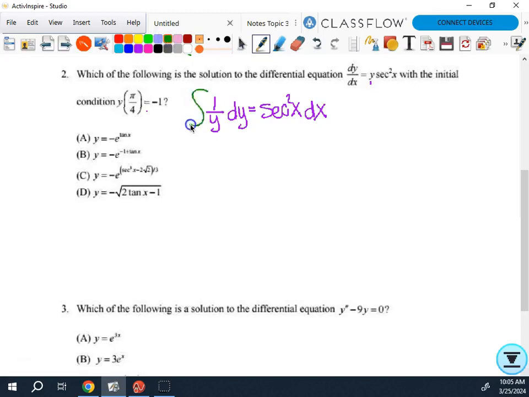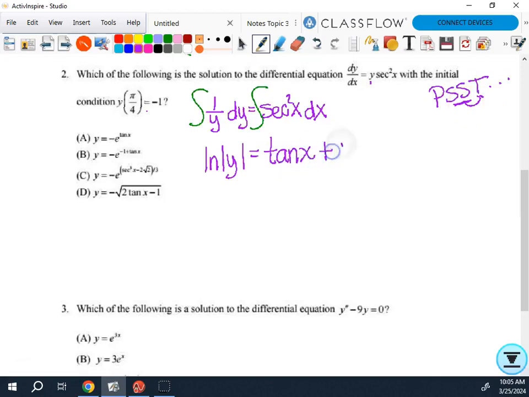I cannot forget to write my long s in there. And then I'm going to integrate. When I integrate 1 over y, that's the natural log of the absolute value of y. And that is equal to, when I integrate secant squared, remember, psst, the p is silent when you do it, not silent when you say it. The derivative of tangent is secant squared, so they go backwards the same way. So this is just going to give me tangent x plus c. Can't forget my plus c.